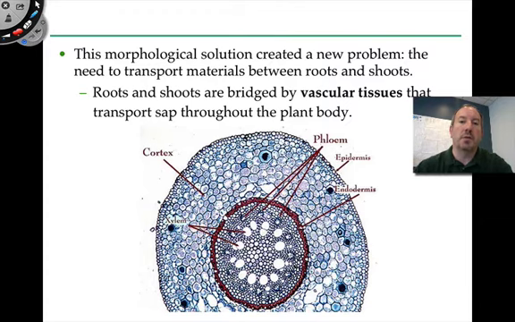And so what we're talking about is this vascular tissue allows the plant to be able to move large quantities of material from the root, where it's absorbed, all the way up the stem. And water is needed up on the top for photosynthesis.